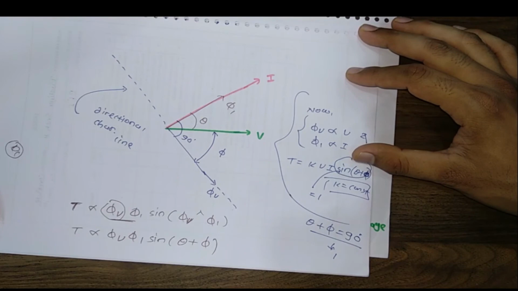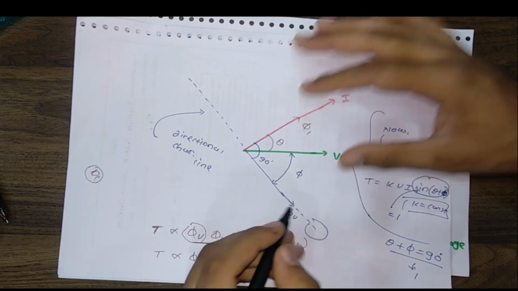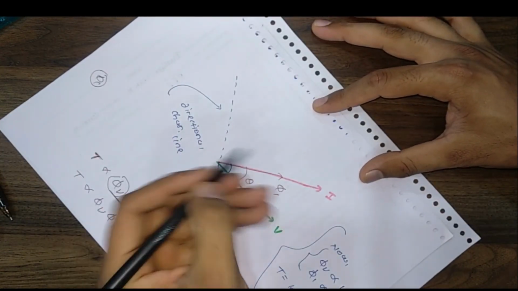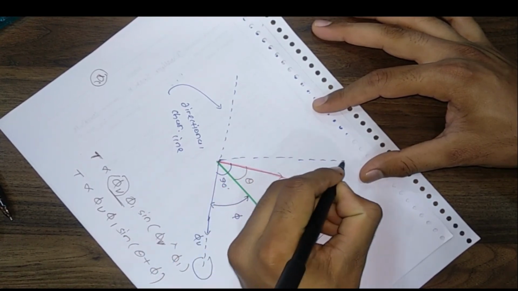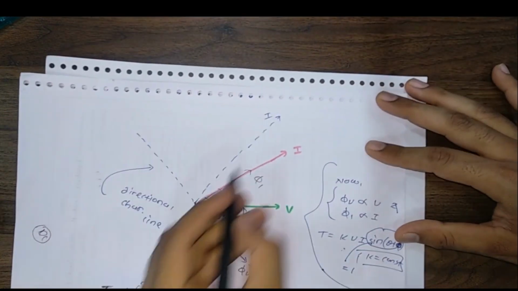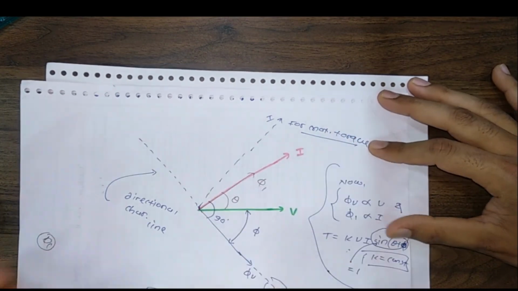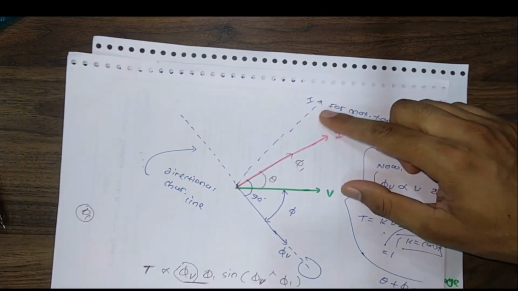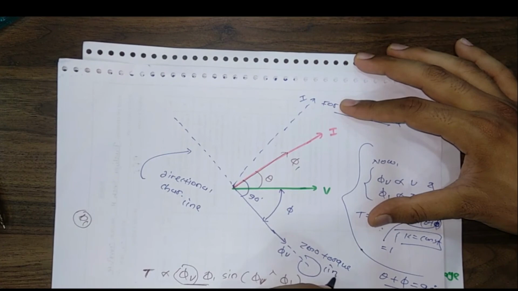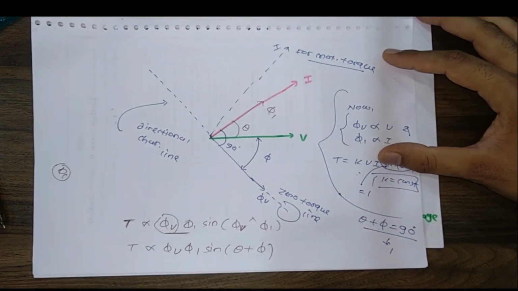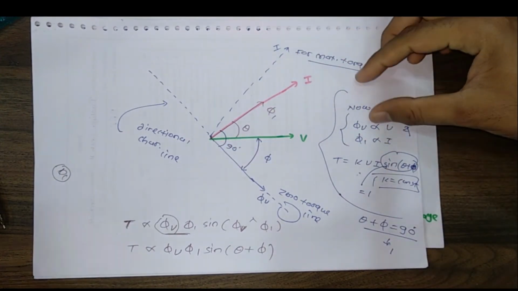So the condition for the maximum torque is shown here. This is 0, and the maximum torque line will be like this. It will lead this current. So this will be the current for maximum torque, and here we get maximum torque. And this is the zero torque line.